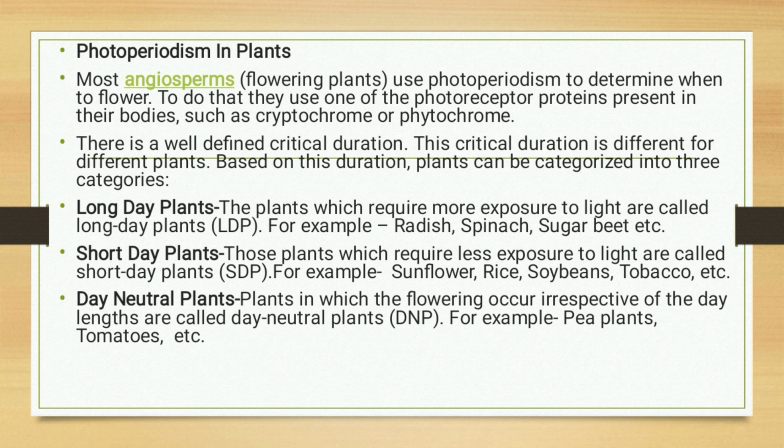Next is short day plants. Those plants which require less exposure to light are called short day plants. For example, sunflower, rice, soybean, tobacco, etc. Next is day neutral plants. The plants in which flowering occurs irrespective of the day length are called day neutral plants. For example, pea plant, tomatoes, etc.